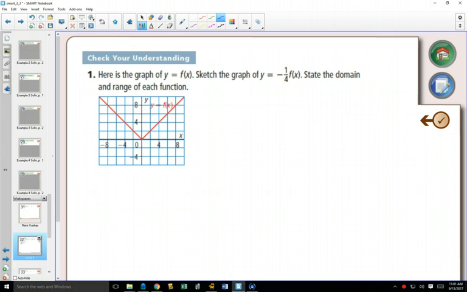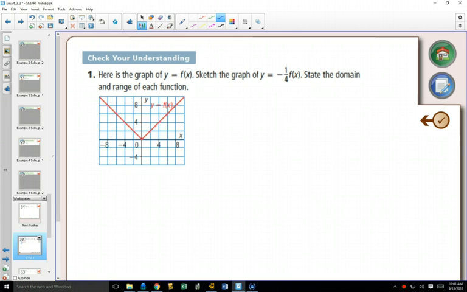So there we have an equation, and they just tell us it's y equals f of x. They don't give us an explicit equation. An explicit equation is one that has the only x. They just give us a function notation for this equation, and they want us to sketch the graph of y equals negative 1/4 f of x.